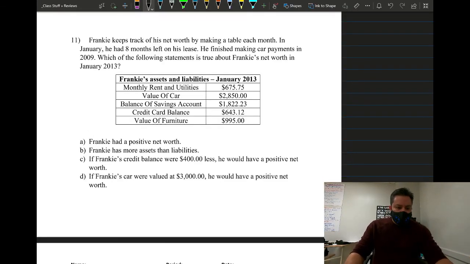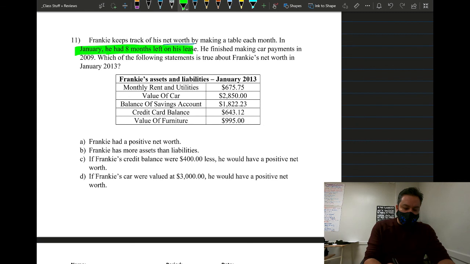Number 11. Frankie keeps track of his net worth. Another net worth question, okay? We're still talking about net worth by making a table each month. In January, he had 8 months left on his lease. Pretty sure we're going to need this information. He finished making car payments in 2009. So that means that the car is already paid off. He doesn't make any payments on it. If he was to sell it, he will make a profit. Therefore, it's an asset, right?